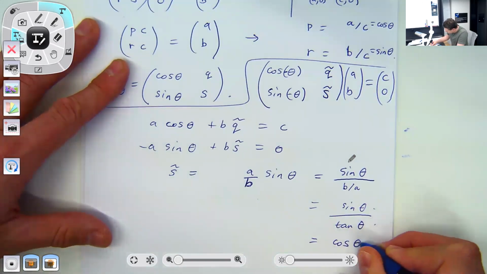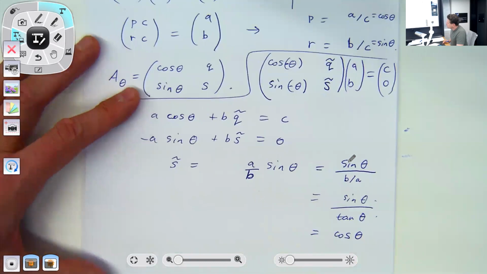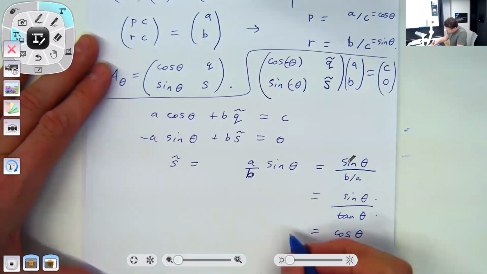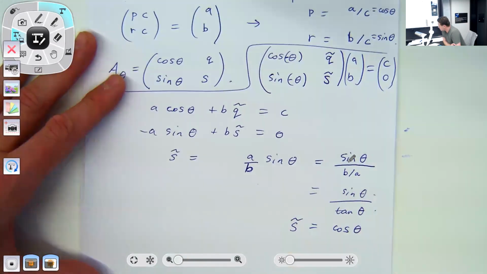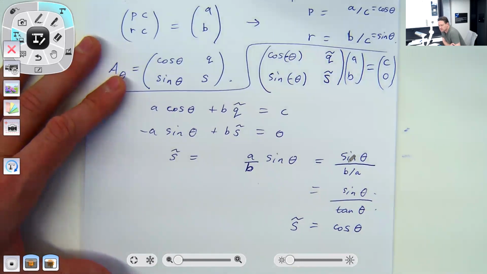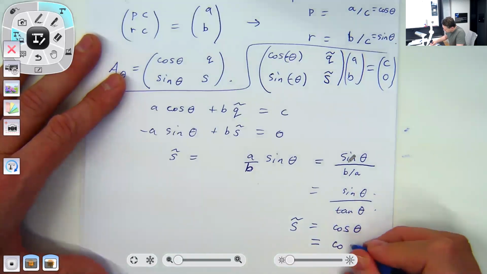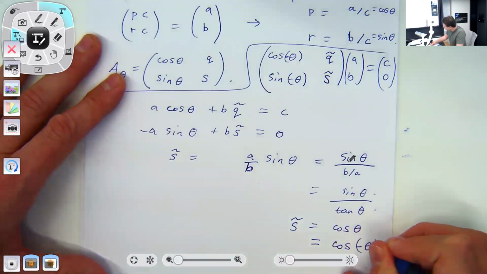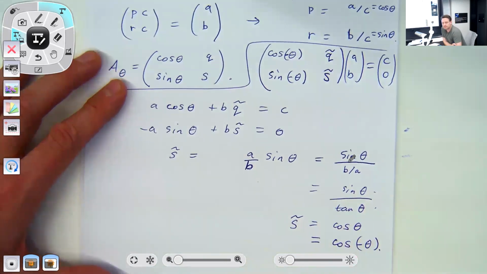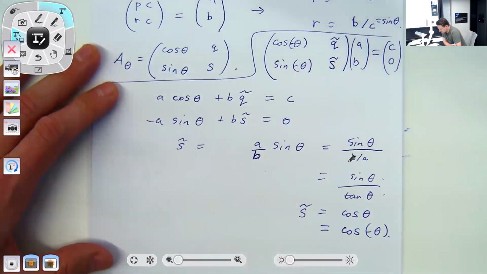Okay, great. So S with a tilde on it, it's cos theta, but since I want to view this in terms of the angle going the other way, I now observe that since this is an even function, I can express this as cos of minus theta. Okay? All right, now let's consider the other equation.